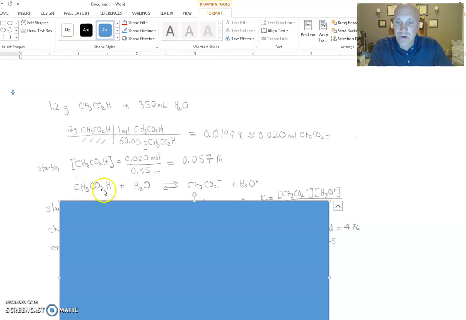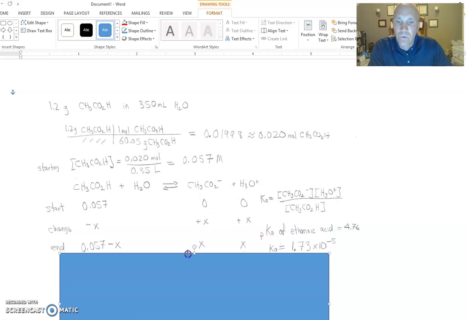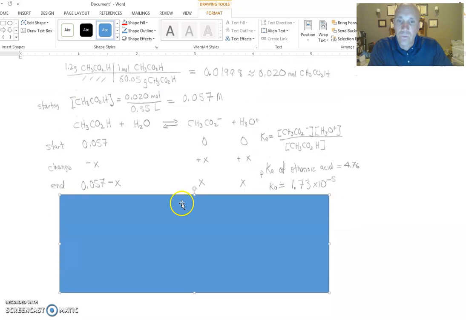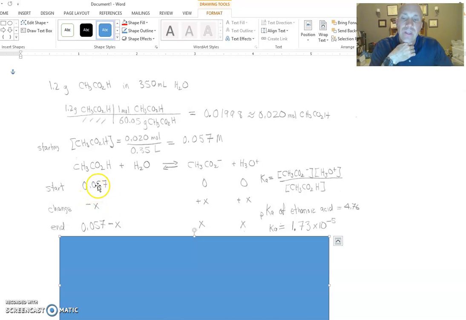This would be considered our HA. This would be our A minus. And we want to set up this chart, where we start with the starting molarity of our acid. Pretend that we add that weak acid to water, and at that very instant that it hits the water, let's assume that there hasn't been enough time for this reaction to occur. At that point, this would be the concentration of that weak acid in the water.